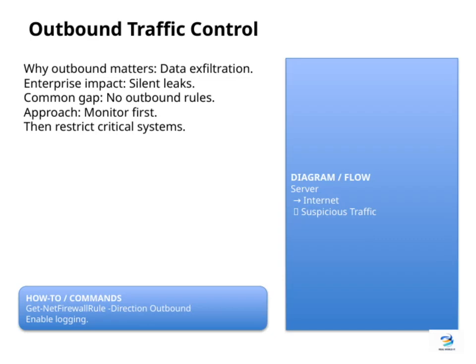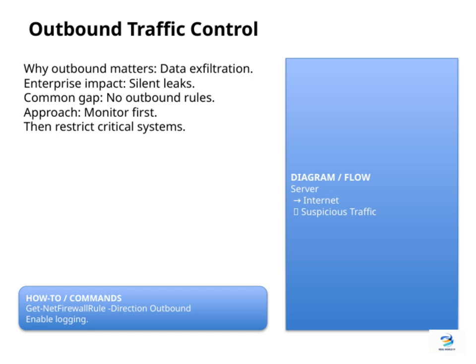Now, let's take a look at this diagram. It shows how traffic flows from the server to the internet, with a clear warning sign indicating suspicious traffic. This highlights the importance of monitoring outbound connections because that's often where data exfiltration happens. To manage this, one useful command is Get-NetFirewallRule -Direction Outbound, which allows us to review and understand our current outbound rules. Enabling logging is a crucial step here, as it helps us track and analyze outbound traffic patterns.